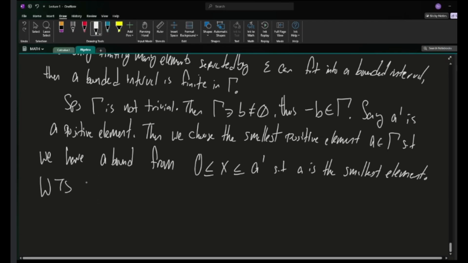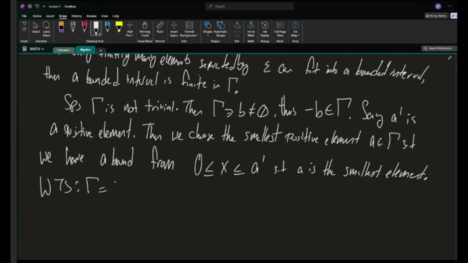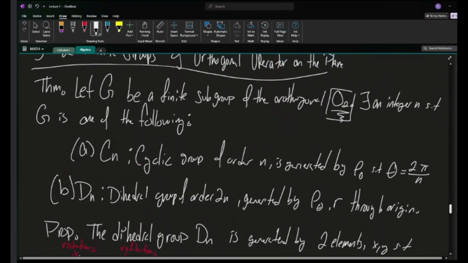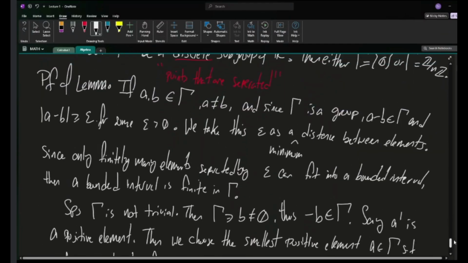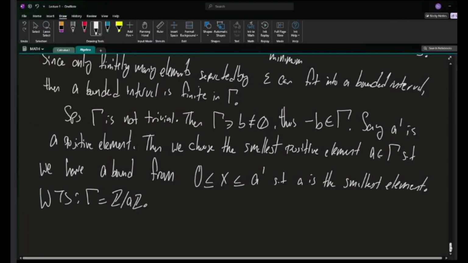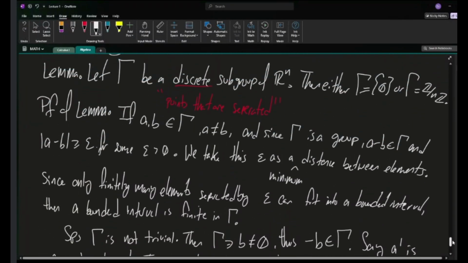We want to show that gamma is equal to z a z. So is a prime being positive elements means that all of its coordinates are positive? So we're specifically dealing with integers themselves, so that would not be the case.